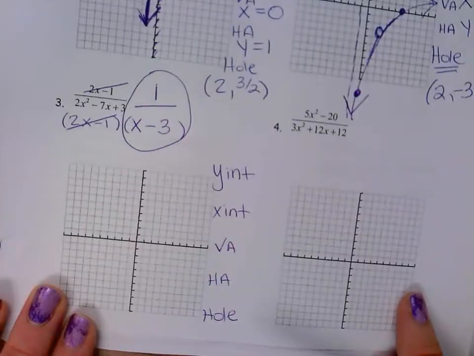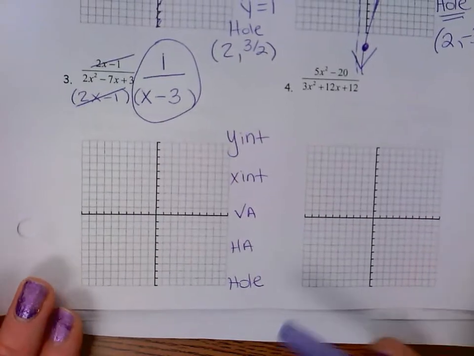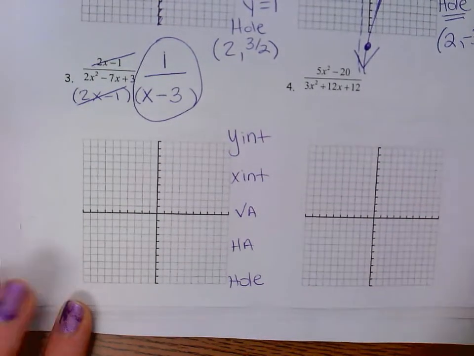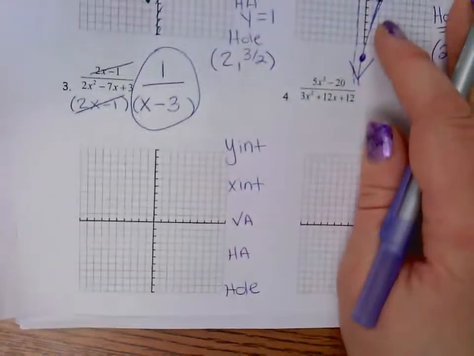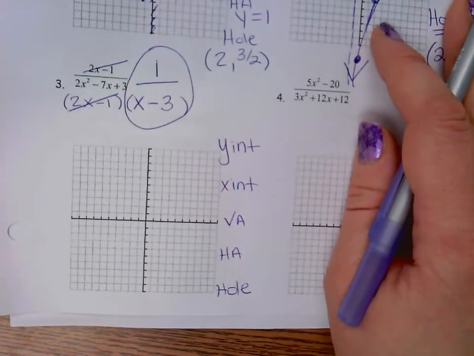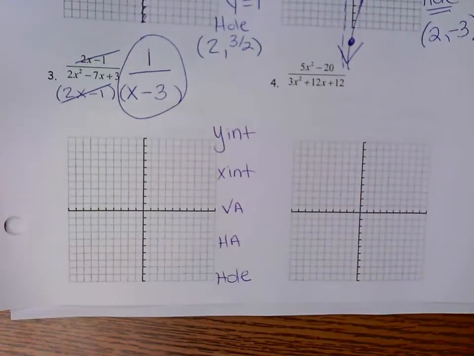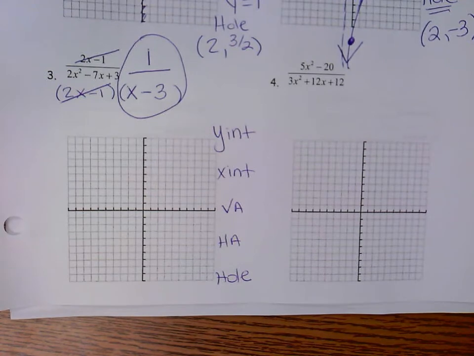So now that it's in the correct format, why don't you try going through those steps for a couple minutes on your own and graphing it and see where you get stuck. And if you get the whole thing done, move on to number 4, try factoring it on your own. I'll walk around for a minute.